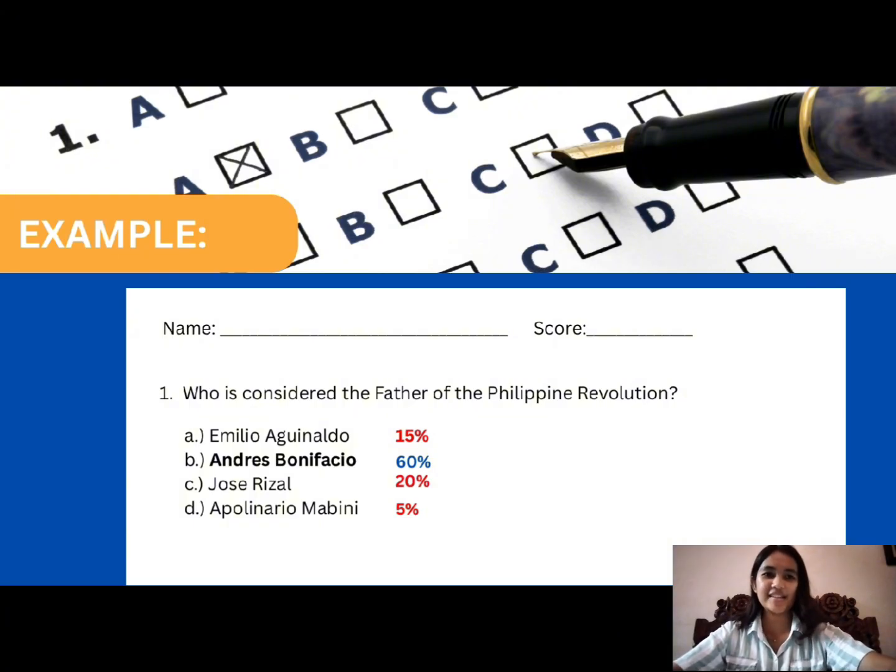So here we see that the distractors are options A, C, and D. In option A, 50% of the students choose this option, which means this distractor works reasonably well. Option C, which 20% of the students choose, is also a good distractor. And lastly, option D: only 5% of the students choose this option. So this distractor was not a good distractor.